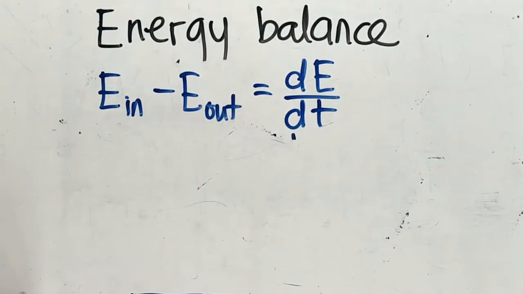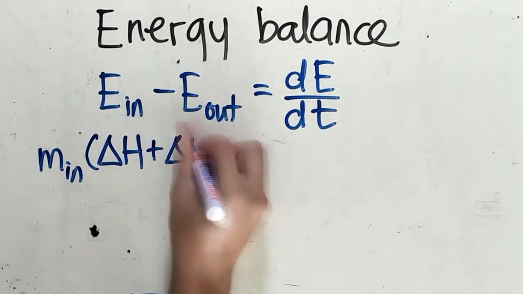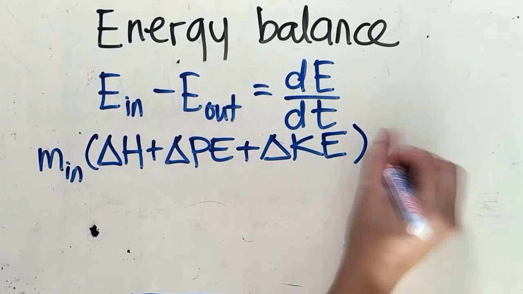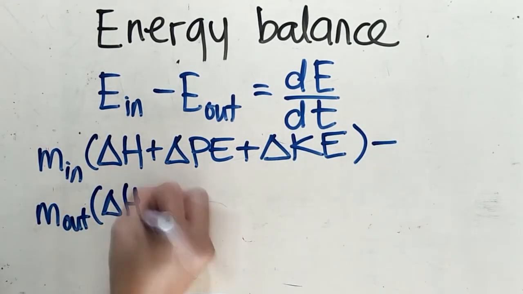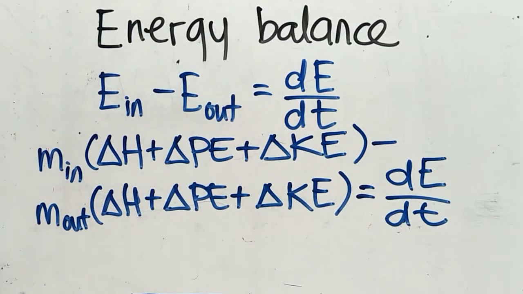Energy here consists of work W, heat Q, and mass flow rate times enthalpy, kinetic energy, and potential energy. For work, evaporators are passive devices, so we assume there is no work done. For heat, we assume the evaporator is well insulated and there is negligible heat transfer out of the system into the surroundings, so Q is equal to 0. We're left with M in times (delta H in plus PE in plus KE in) minus M out times (delta H out plus PE out plus KE out) equal to energy accumulated in the system over time.